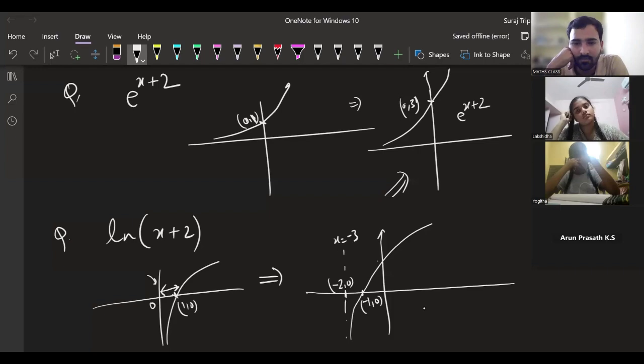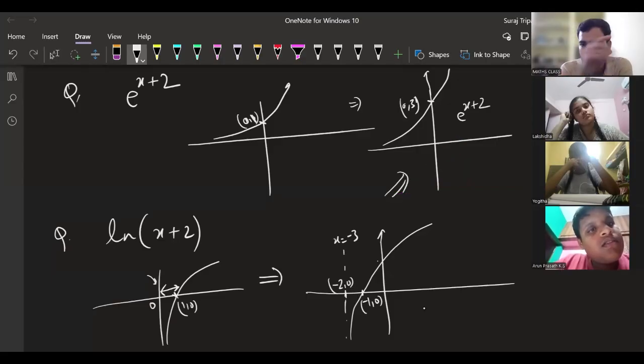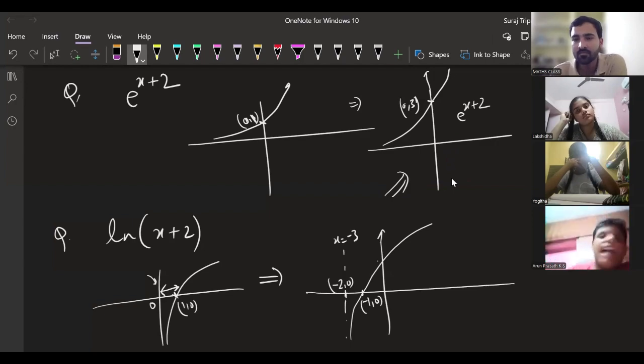Now any doubt? Sir, for e power 2x plus 2, you have written the y-intercept as 0, 3. How, sir? See, we are shifting the entire graph towards the left side, not downward. Whatever graph is there, you have to just shift it. Sir, the graph will be like this.